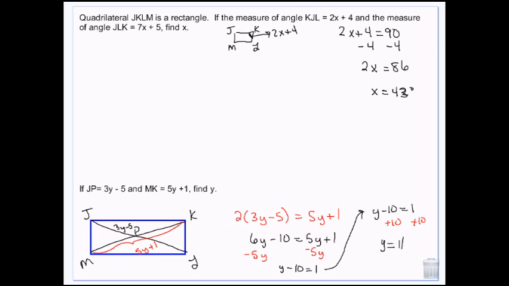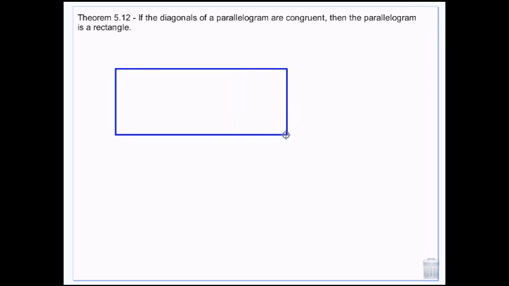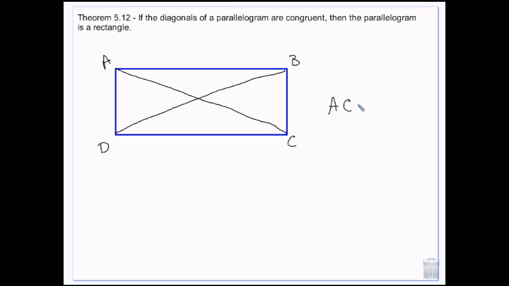If the diagonals of a parallelogram are congruent, then the parallelogram is a rectangle. So if you have a parallelogram and you don't know for sure, and you have the diagonals, if AC is congruent to DB, then it's a rectangle.